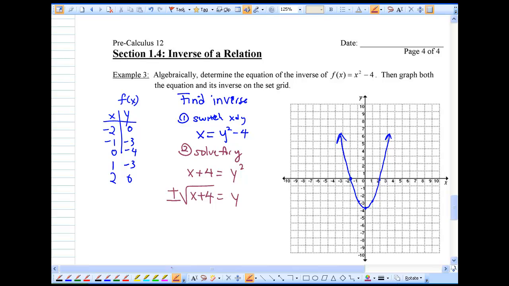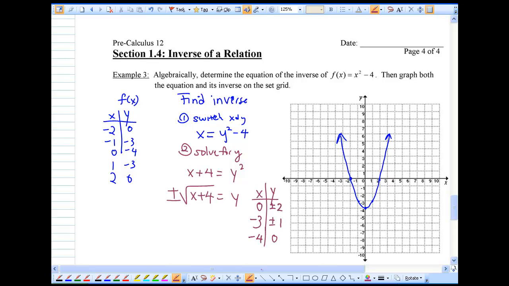Okay? And if I now were to make a table of values for this, let's say I chose x is 0. 0 plus 4 is 4. The square root of 4 is 2. It's now plus or minus 2. If I chose something like negative 3, negative 3 plus 4 is 1. The square root of 1 is 1. It's plus or minus 1. Negative 4. If I chose that, negative 4 plus 4 is 0. Square root of 0 is 0. Plus or minus 0 is 0.